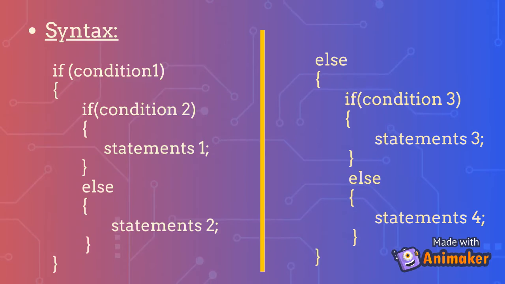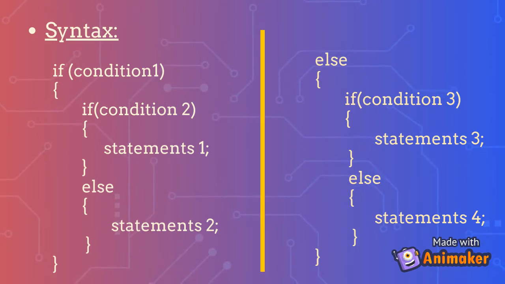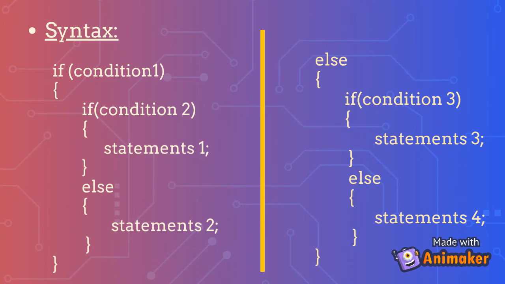In the syntax, you can see that there is a condition 1 inside the first if statement. If condition 1 and condition 2 are true, then statements 1 get executed. If condition 1 is true and condition 2 is false, then statements 2 get executed. If condition 1 is false, it checks for condition 3. If condition 3 is true, then statements 3 get executed. Or if condition 3 is false, then statements 4 get executed.